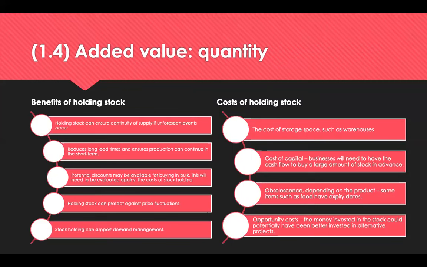So the benefits are that you can ensure continuity of supply, reduce your lead times, and potentially get discounts by buying in bulk. You can hold stock to protect you against any price fluctuations, and it can support demand management. But the cost of it is the storage space, the capital that you will need to outlay, the risk of obsolescence where products become out of date, or opportunity cost where that money that you've invested in stock could have potentially been used on an alternative product or an alternative project.